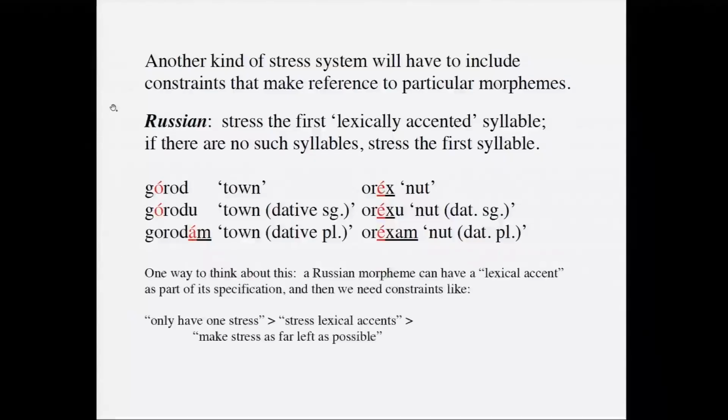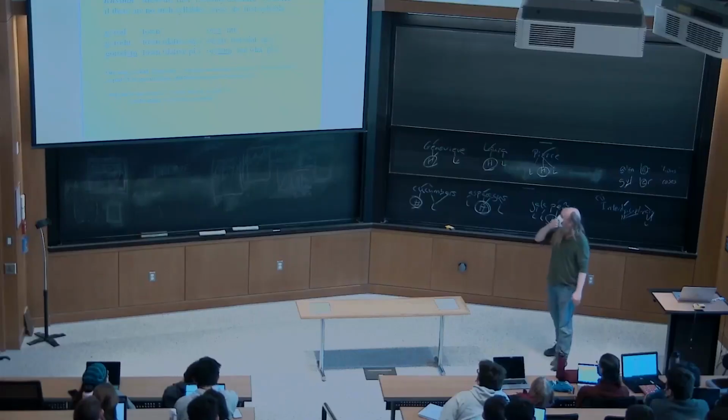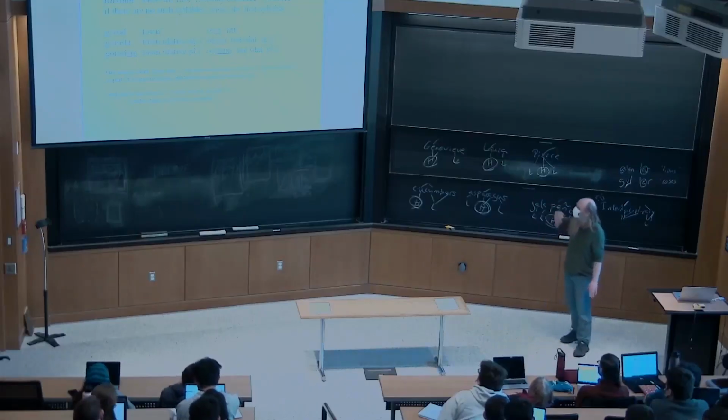So one way to think about this is you say a Russian morpheme can have a lexical accent as part of its specification. It can have a little note saying, hey, I want stress to be here. And then we need constraints that say things like, there's only one stress in the word, you want to stress lexical accents, and you should put your stress as far to the left as possible. So in a word like town, there aren't any lexical accents, and so the only relevant constraints, I guess, are the first and the third.